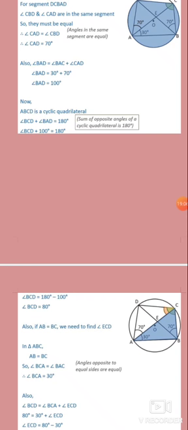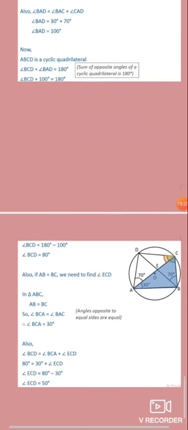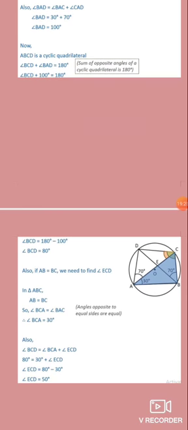Also, angle BCD is equal to angle BCA plus angle ECD. That is, 80 degrees BCD is equal to BCA 30 degrees plus ECD. Now, ECD is equal to what? 80 degrees minus 30 degrees, which is equal to how much? 50 degrees. So here the angle ECD is equal to what? 50 degrees. Clear? Okay, thank you.